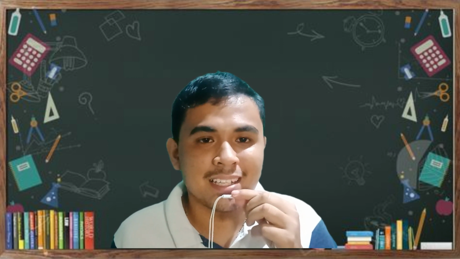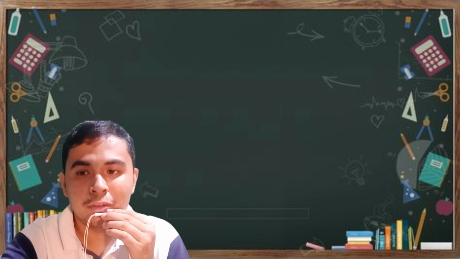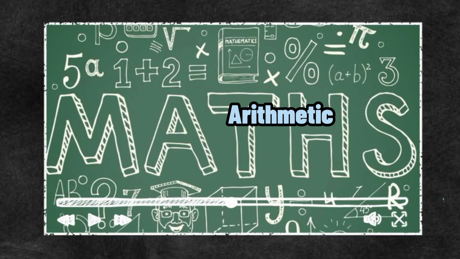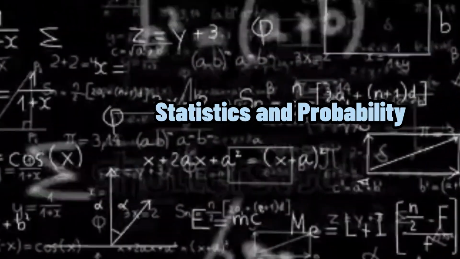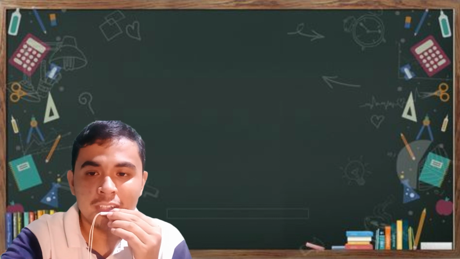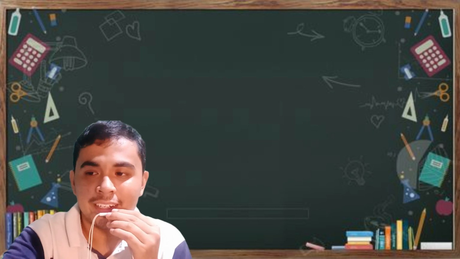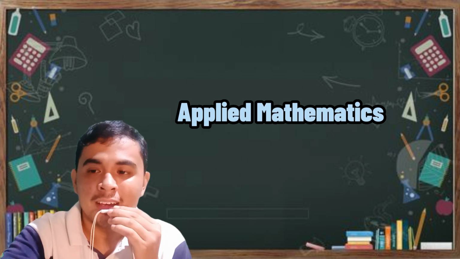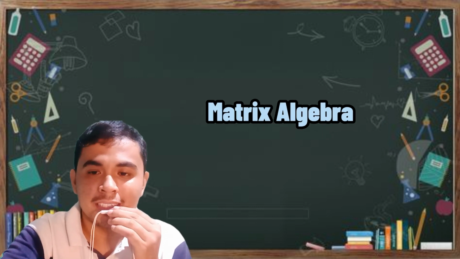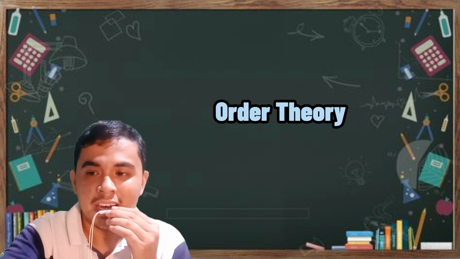And in this video I am going to discuss how the English language is used in teaching mathematics. There are many branches of mathematics, and they can be grouped into the following branches: arithmetic, algebra, geometry, trigonometry, calculus, and statistics and probability. And there are branches of mathematics for students at the higher level, and these are analysis, discrete mathematics, applied mathematics, Cartesian geometry, matrix algebra, combinatorics, topology, and order theory.